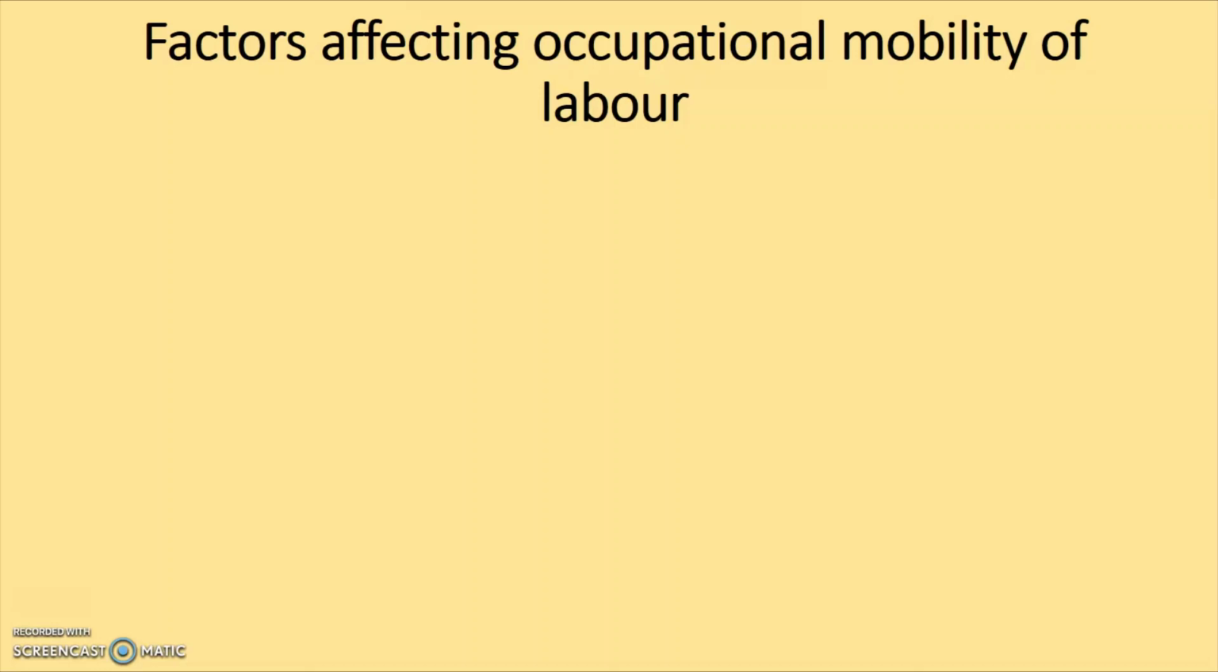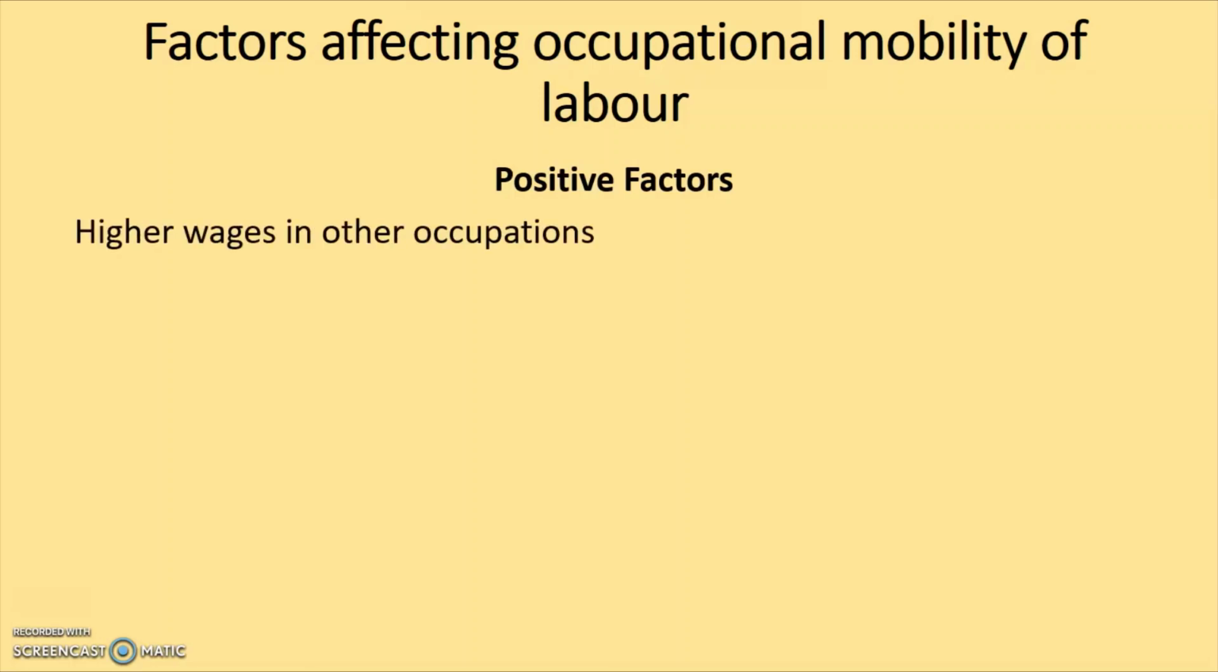Now we look at the factors affecting occupational mobility of labor. With these factors too, we have the positive factors and we have the negative factors. So we look at the positive factors first. With the positive factors, we have higher wages in other occupations. So with the positive factors, we are talking about what will make a labor change his or her job. That is what will make a teacher later become a doctor.